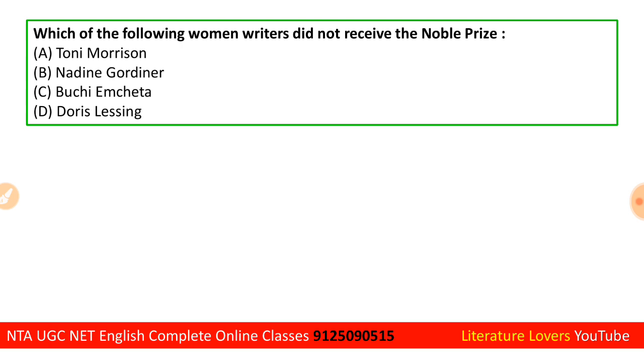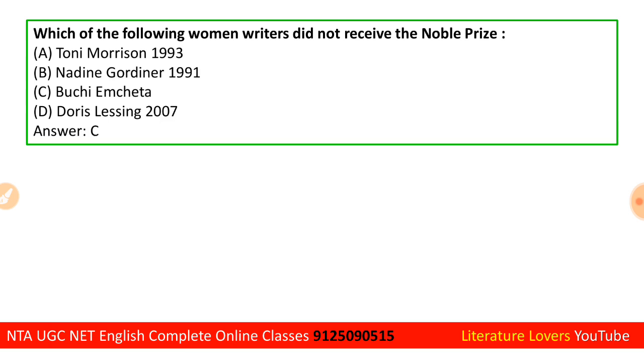Here is the next question. Which of the following women writers did not receive the Nobel Prize? Toni Morrison, Nadine Gordimer, Buchi Emecheta, or Doris Lessing? So please do select the right answer and write it down in the comment box, please learners. So here is the correct answer, learners. You can see Buchi Emecheta never received the Nobel Prize in Literature.